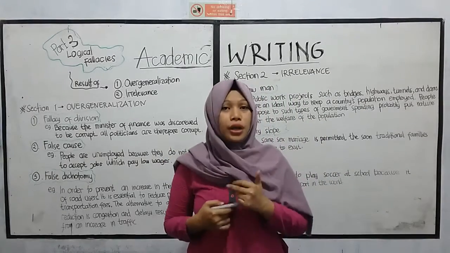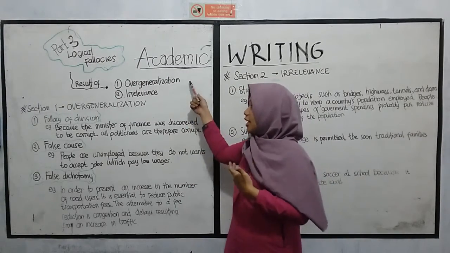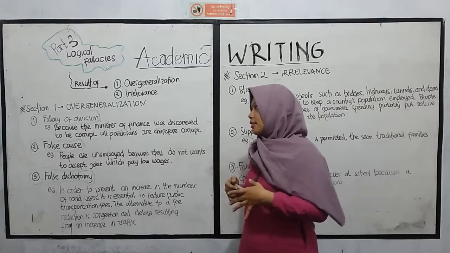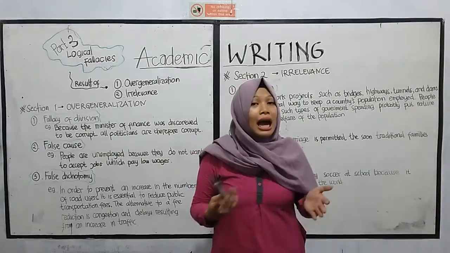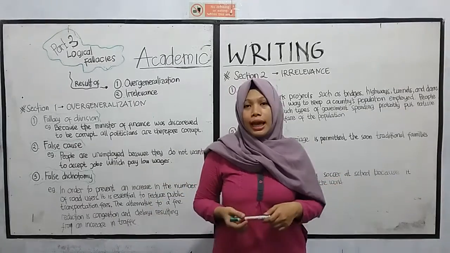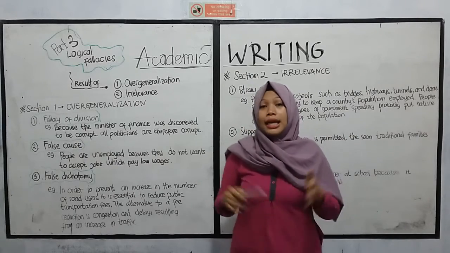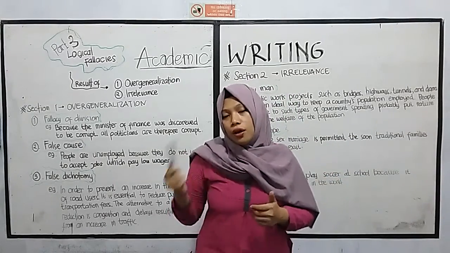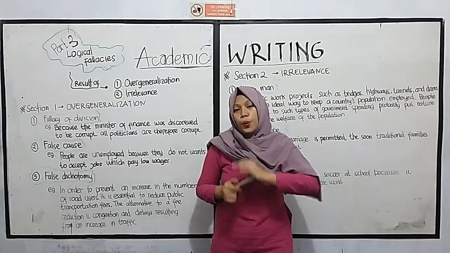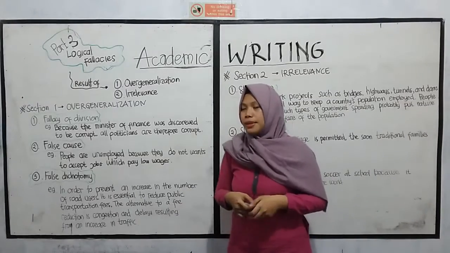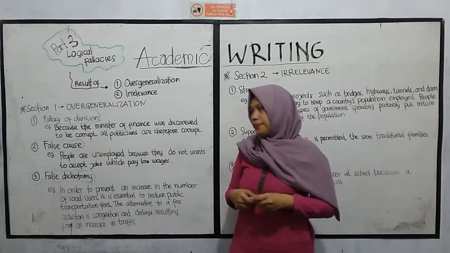In general, there are two causes of logical fallacies. The first is overgeneralization and the second is irrelevance. Overgeneralization is when the reason or the conclusion is too broad to be accurate, and irrelevance is when the reason for the conclusion is not relevant. Okay, now we are going to talk about overgeneralization and irrelevance one by one with given examples. Let's move to section 1, overgeneralization.